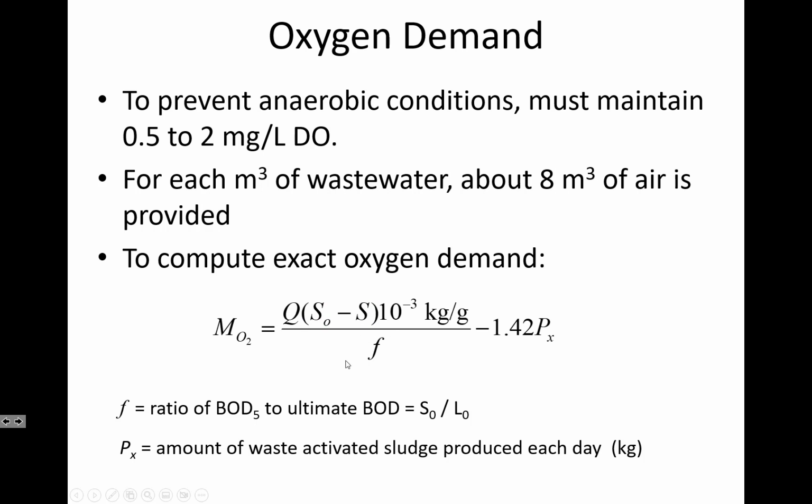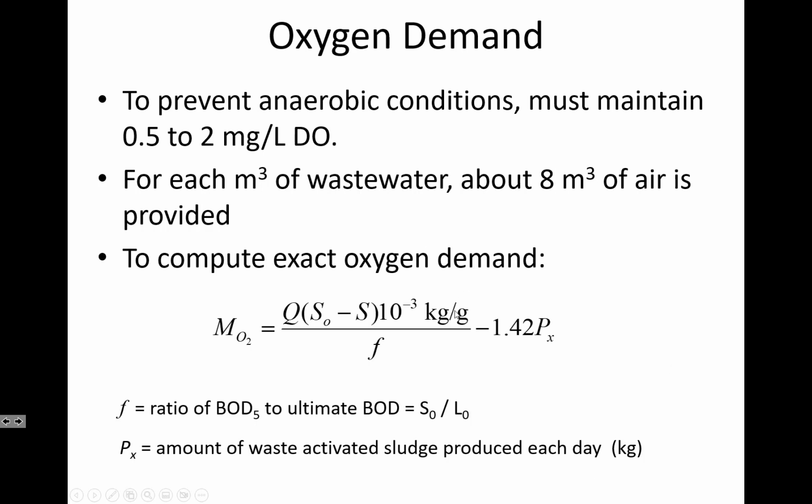Now this ratio F is related to what I was describing earlier, that the 5-day BOD isn't all of the oxygen demand that's actually there. You have to know what's the ultimate oxygen demand, and since we usually only measure the 5-day BOD, this correction factor of dividing by the fraction F will tell you the total amount of oxygen that's required.